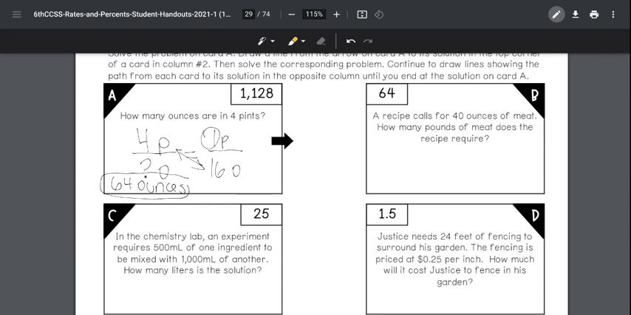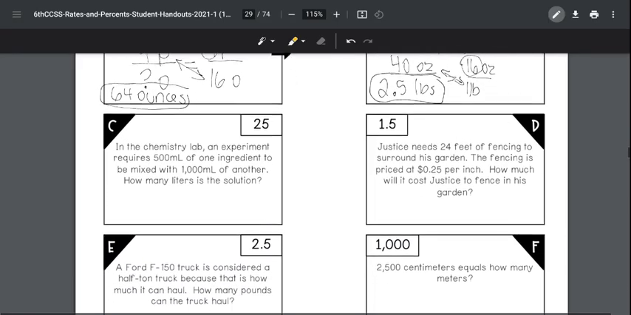B, a recipe calls for 40 ounces of meat. And we want to know how many pounds we have. So, using my reference sheet, I know that 1 pound has 16 ounces. So 40 times 1 is 40, and then we need to solve 40 divided by 16 to figure out that that is 2.5 pounds. 40 ounces is the same thing as 2.5 pounds.